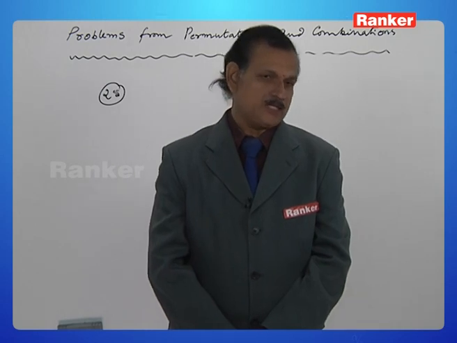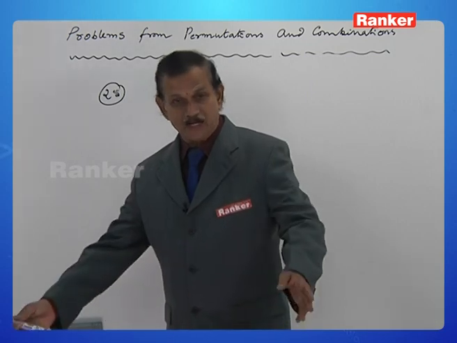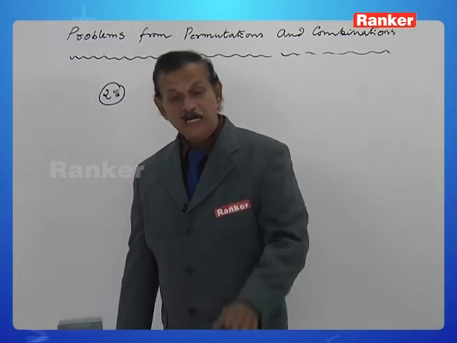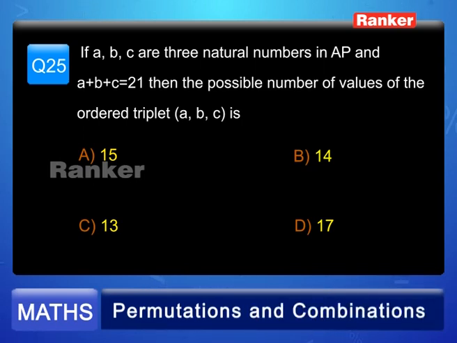Bearing these 3 conditions in our mind, we are supposed to frame ordered triplets ABC. How many such triplets can be formed? We shall see. Options given are, option A is 15, option B is 14, option C is 13, and option D, that is the fourth option, is 17. Let us examine.